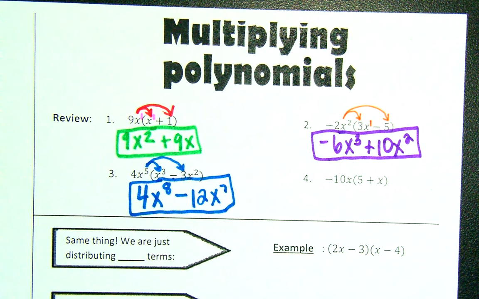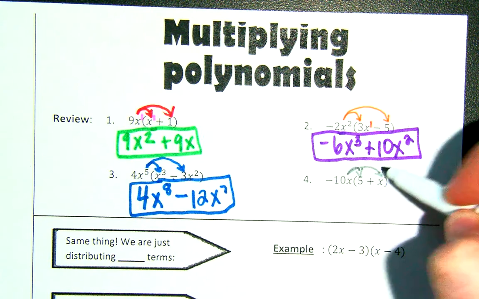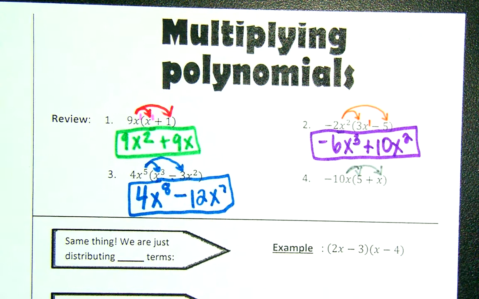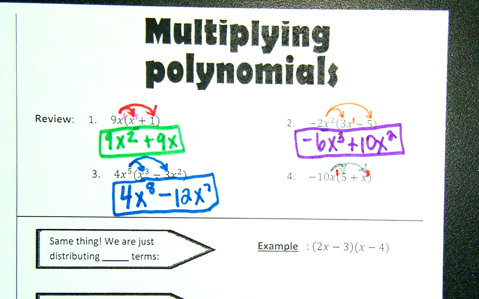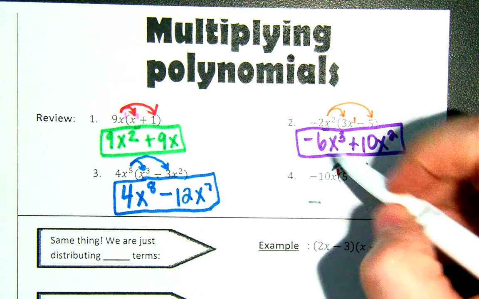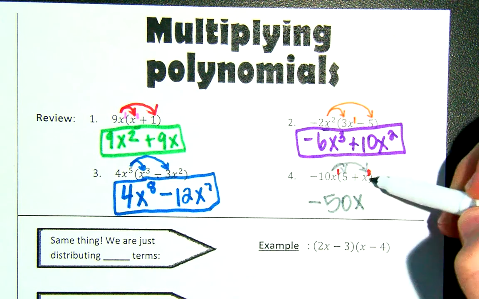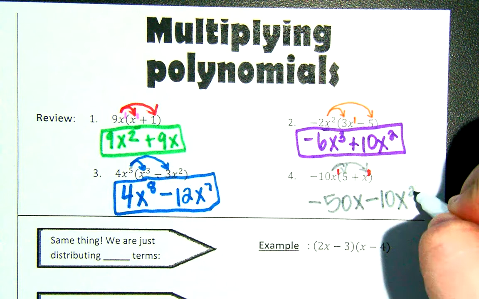And our last example, I have negative 10x times 5 and then negative 10x times x. So remember, if there's not an exponent, we put a 1 on it. So negative 10x times 5 is negative 50x. And negative 10x times x is negative 10x squared.